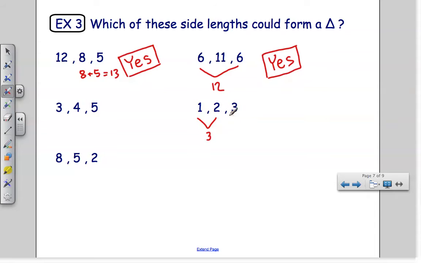Wait a second. 1, 2, and 3? That would be like a line on top of a line, wouldn't it? If this is length 3, this would be length 1, and this would be length 2. Well, that's a line on top of a line. This has to be more than 3. So in this case, no, this would not make a triangle. It'd be a line on top of a line.